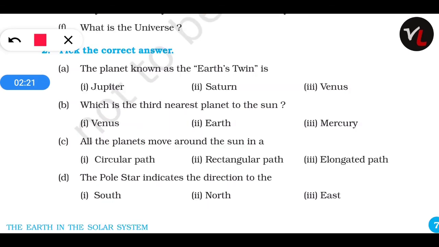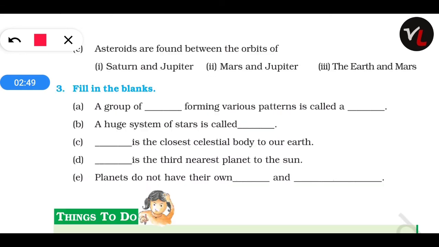Now take the correct answer. The planet known as Earth's twin is Venus. Which is the third nearest planet to the sun? The third nearest planet is Earth. All the planets move around the sun in an elongated path. What is the path called? Elongated path. The pole star indicates the direction to the north. Asteroids are found between the orbits of Mars and Jupiter.